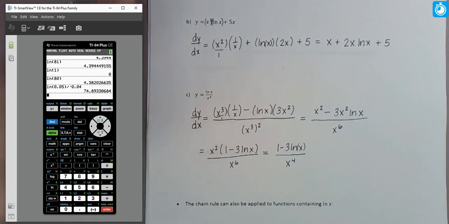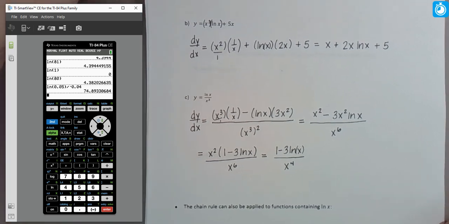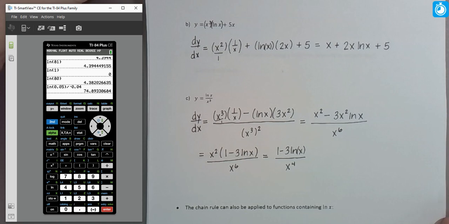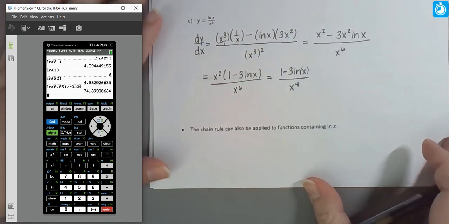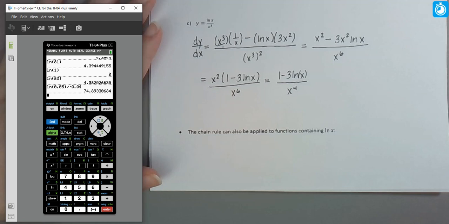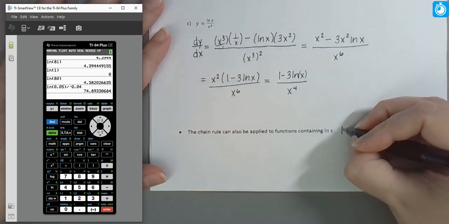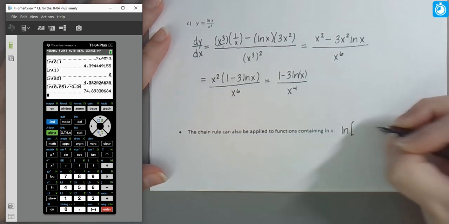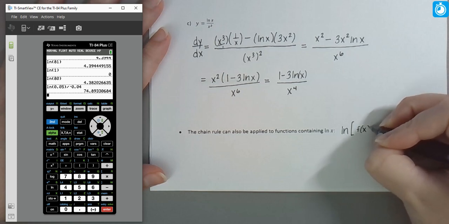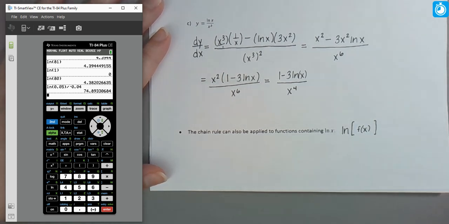Okay, so now let's talk about what would happen if we need to use the chain rule in conjunction with the natural log. So when would something like this apply? This would apply when we have something of the form natural log with another function as its input. So as with any chain rule situation, we take the derivative of the outer function, leaving the inner function alone, and then we take that entire expression and multiply by the derivative of the inner function.